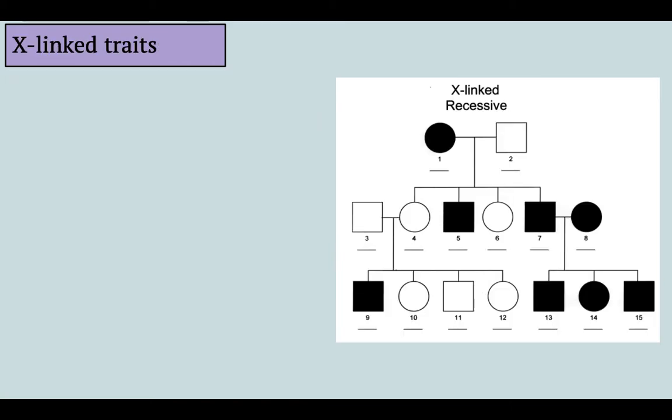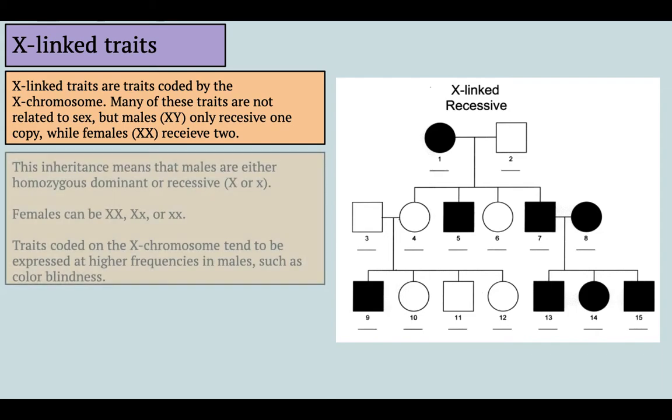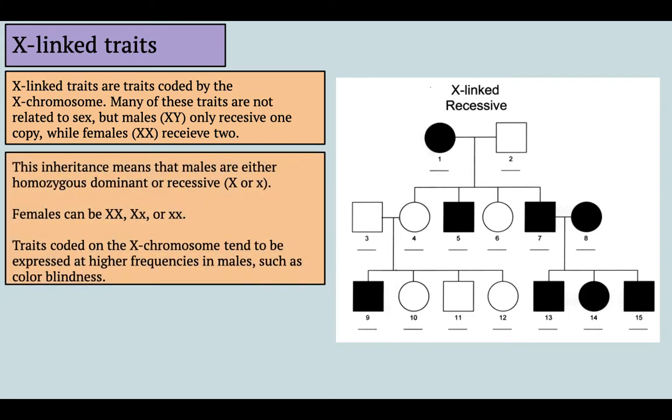Now, X-linked traits are traits that are coded by the X chromosome, and many of these traits are not related to sex, but it happens that males only inherit one X chromosome, the other being Y, and females have 2 copies of the X chromosome. So what that means is that males are either dominant or recessive. They're either big X or little x. Females can be big X, big X, big X, little x, or 2 little x's. So they can be homozygous dominant, homozygous recessive, or heterozygous.